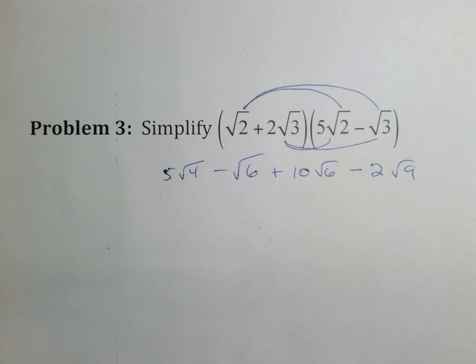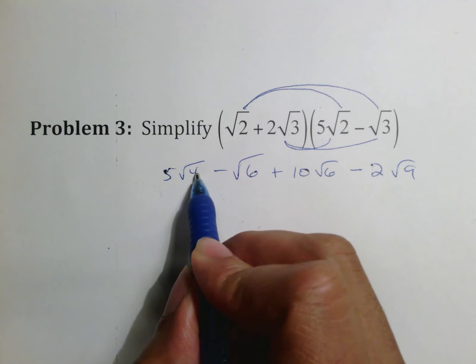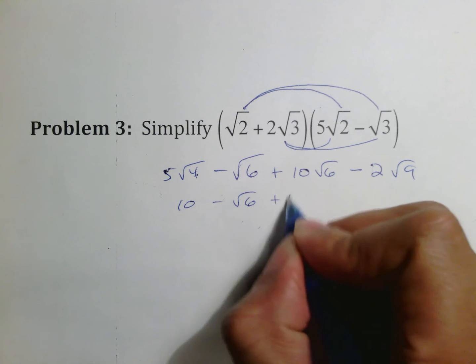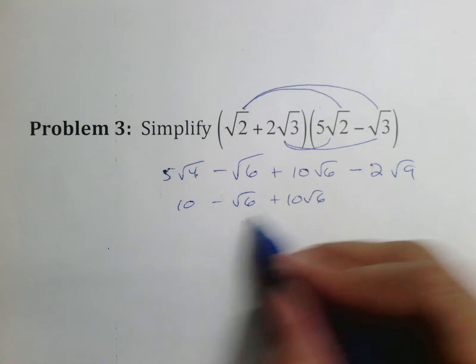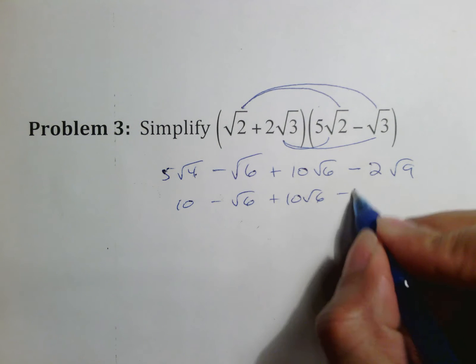Again, we have to simplify as much as we can, so let's simplify all these radicals. Square root of 4 is actually 2 from what I know. 2 times 5 makes 10. I don't think 6 breaks down, but 9 turns into a 3, which means 3 times 2 makes 6.